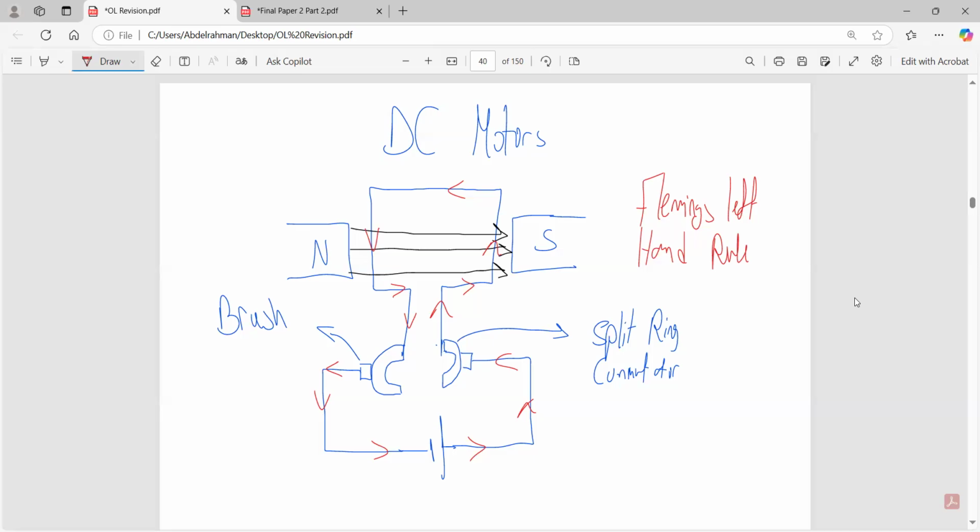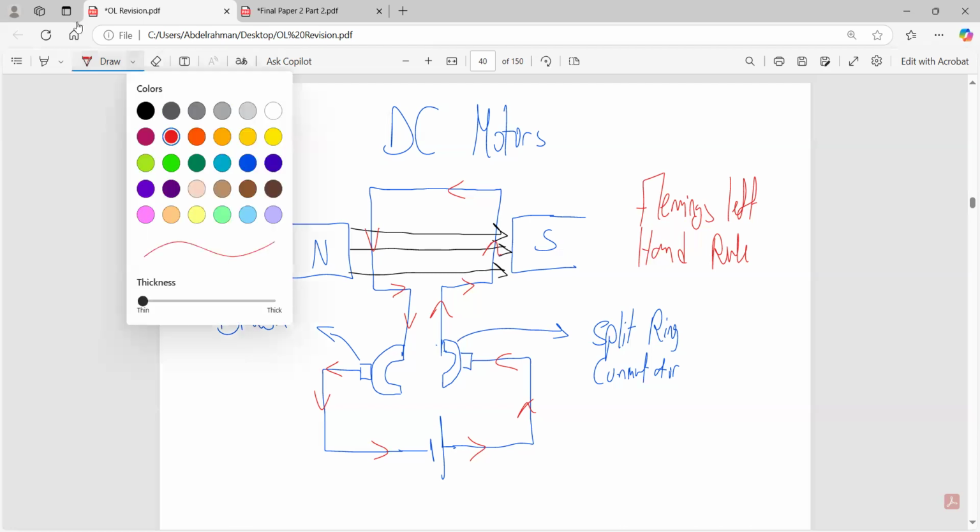And then you have the thumb, which is the force on this wire. So let's demonstrate it on the left part of this coil. You have the direction of the magnetic field, moving from north to south, and then the direction of the current, which is moving downwards. Then you have the direction of the force, which is moving out of the page.